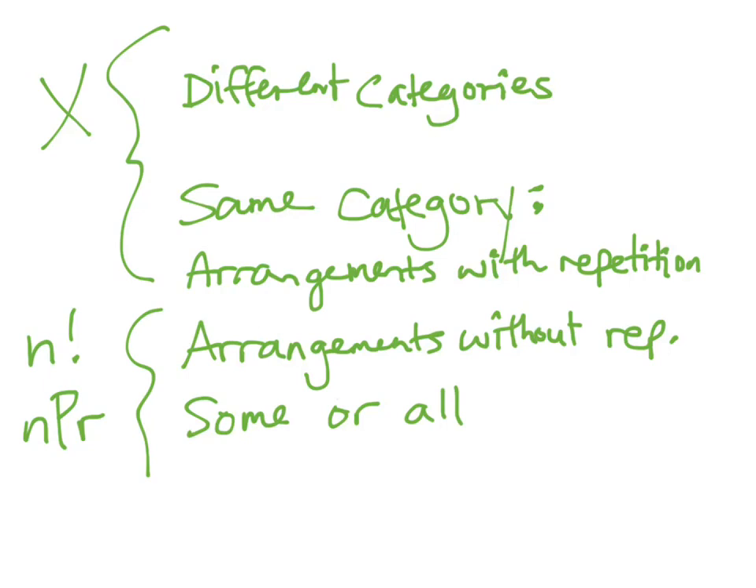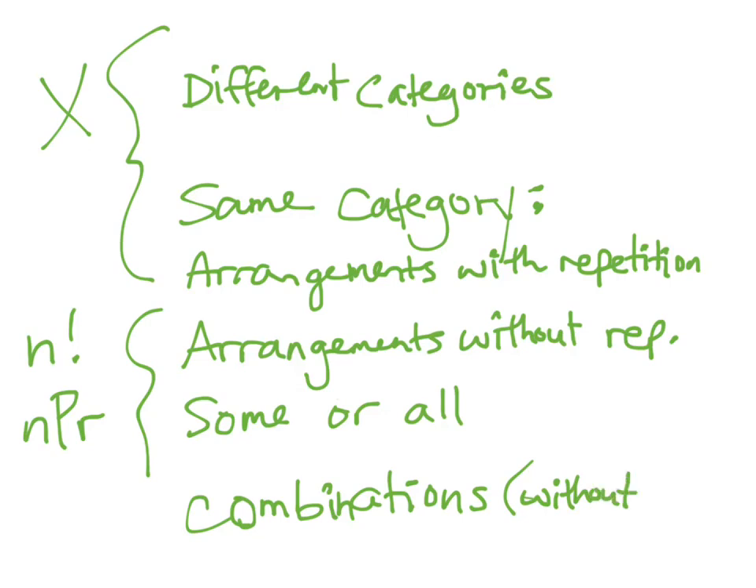And then finally, if we're not looking at arrangements at all, we're just choosing, this is what we call combinations. Built into combinations as well is no repetition. Then you can use the nCr formula.